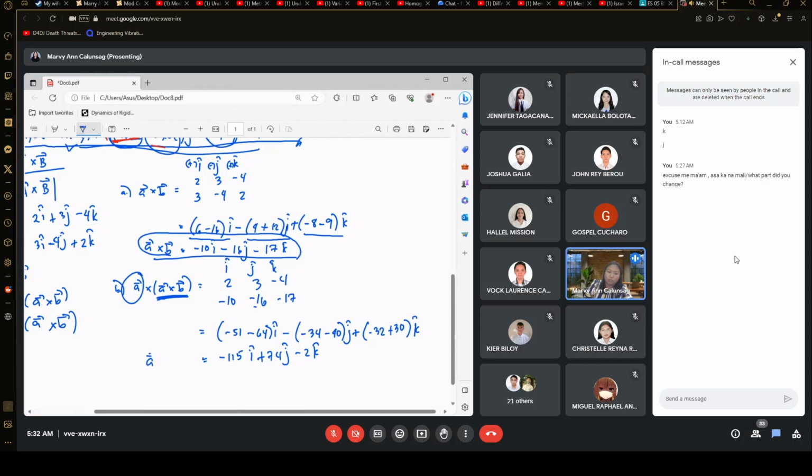This is the product A cross B. Negative 115 i plus 74 j minus 2k.